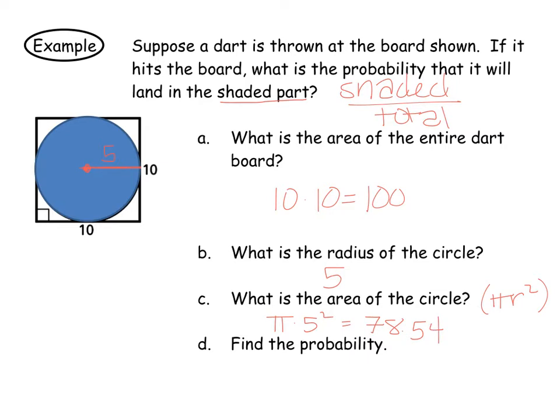And then find the probability. Well, what do we want? We want the shaded area. Well, the shaded is my circle. So the area of my circle is 78.54, and my total, which I found earlier, was 100. I'm not going to have you simplify those because that's a little crazy. So this right here is just going to be my probability. My shaded over my total.